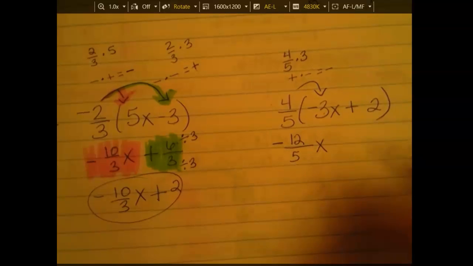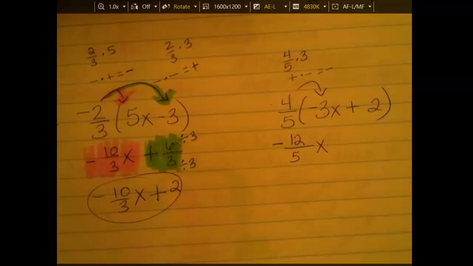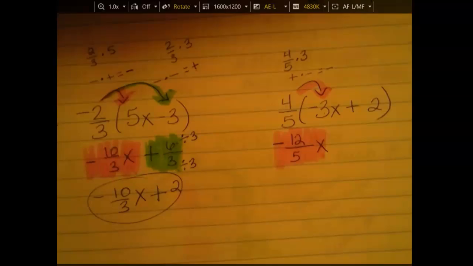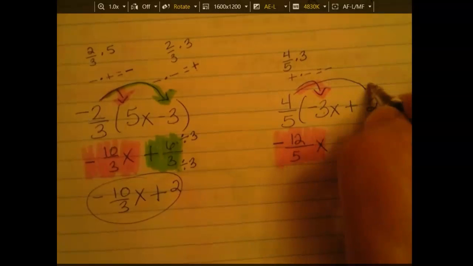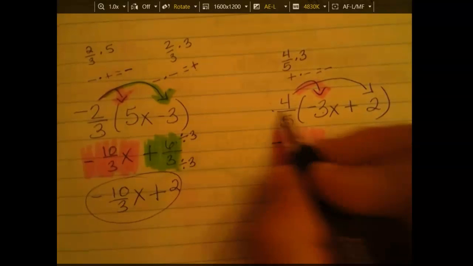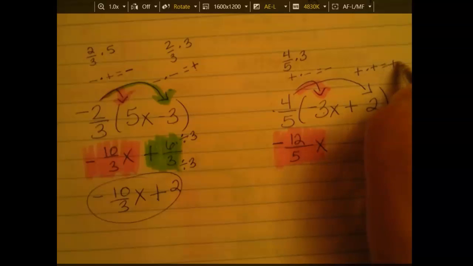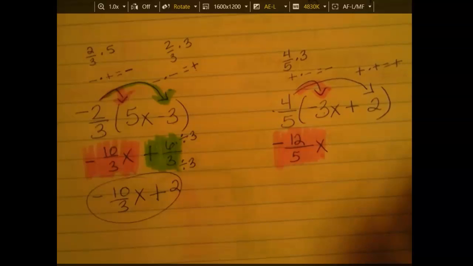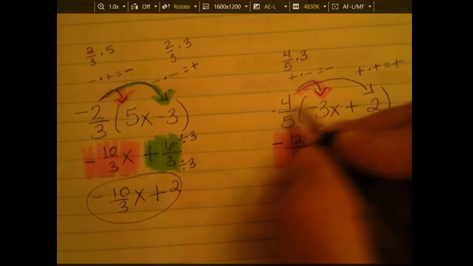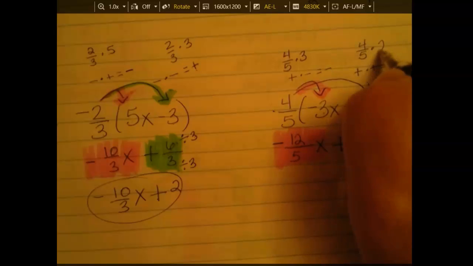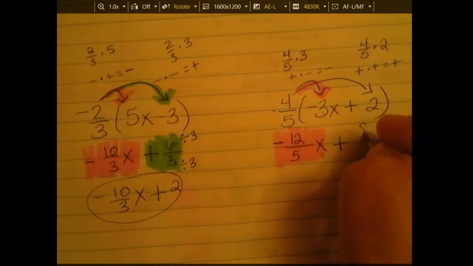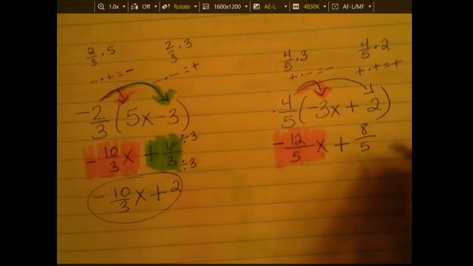X attaches to it. Are you getting the hang? Are you remembering what we're doing? Second distribution is 4/5 times positive 2. So I'm going to consider the sign first. Positive times positive is a positive answer. So I put a plus here because of that. And now I'm going to do my multiplication, not worrying about the signs. I got 4/5 times 2. Numerator times the whole number. 4 times 2 is 8. And denominator stays the same.